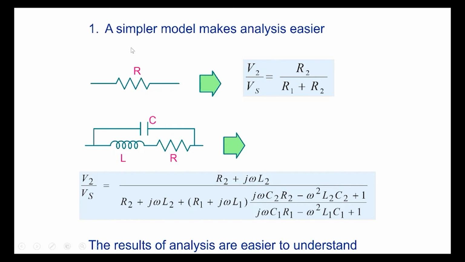So the results of analysis are easier to understand when you use a simpler model. So that's one very, very important aspect of why we look for simpler models, even though we know that they may not be very accurate, but using them, we can obtain results like this and we can understand what the circuit is doing.